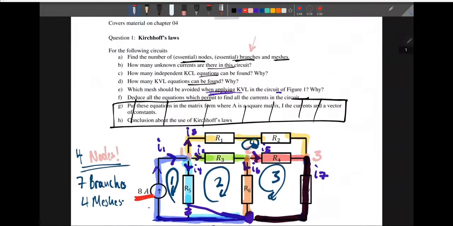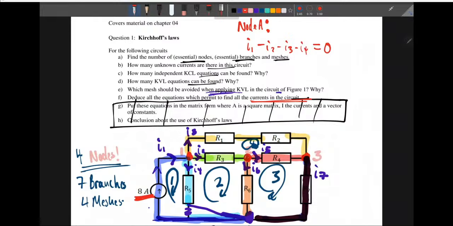Deduce the equations which permit us to find the currents in the circuit. We start to do it. At every node we are going to apply the KCL, and it will give us 3 nice equations. So let's say at node A, which currents are coming in? It's I1. Then you subtract all the currents that are going out: minus I2, minus I3, minus I4. This should give us 0. That's going to be at node A.